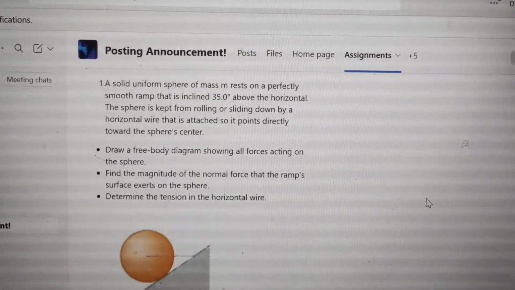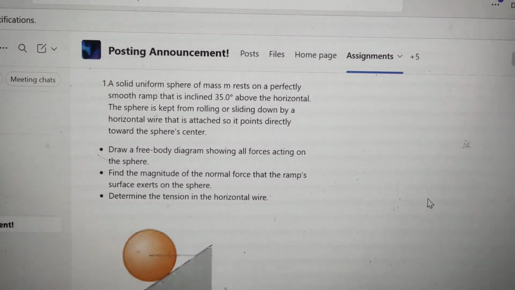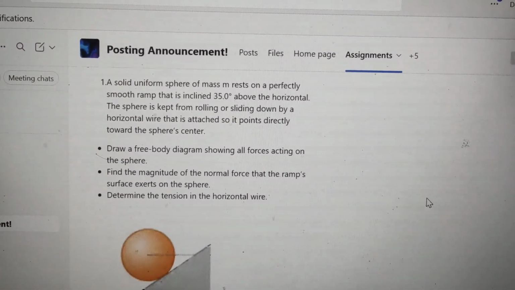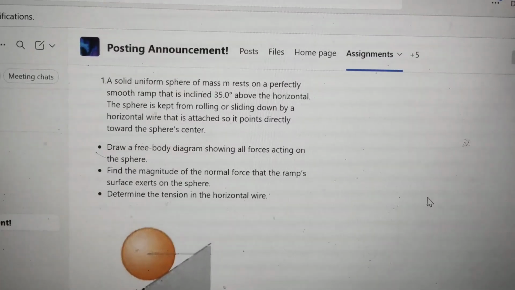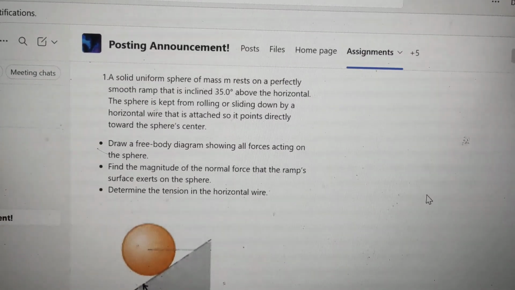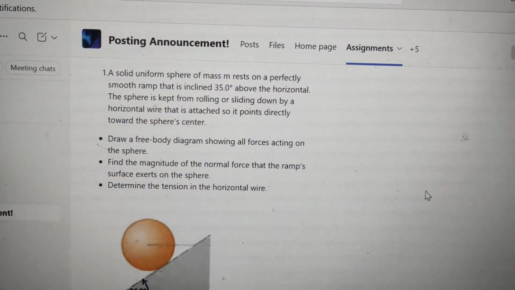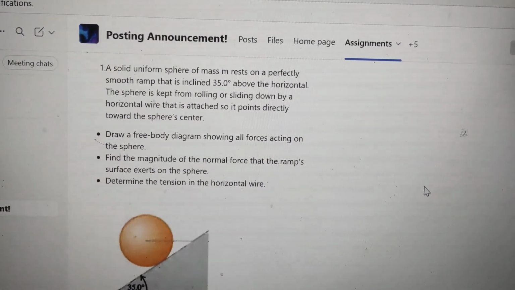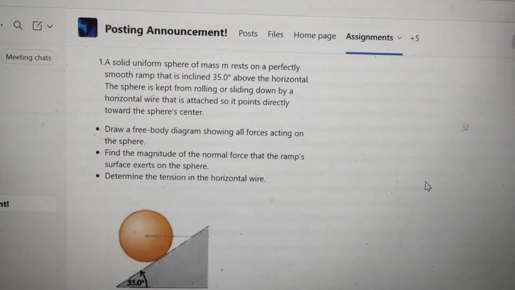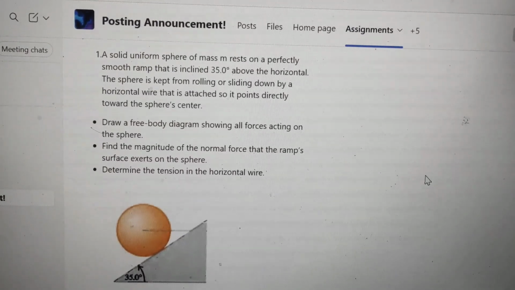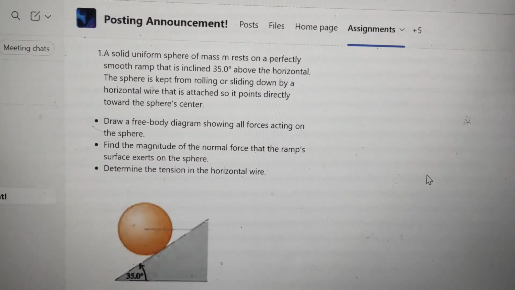A solid uniform sphere of mass m rests on a perfectly smooth ramp that is inclined 35 degrees above the horizontal. The sphere is kept from rolling or sliding down by a horizontal wire that is attached so it points directly towards the sphere's center. So draw a free body diagram showing all forces acting on the sphere.